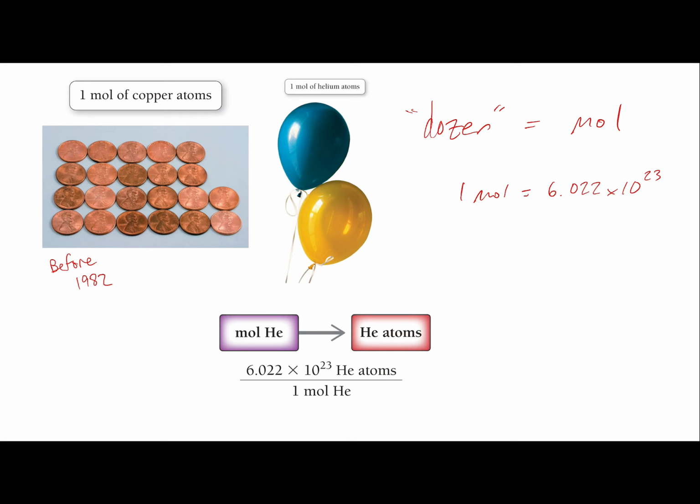Now, a mole of helium fits into 2 large helium balloons, approximately, right? 1 mole of helium. Helium is a gas in this state. Copper is a solid at room temperature.